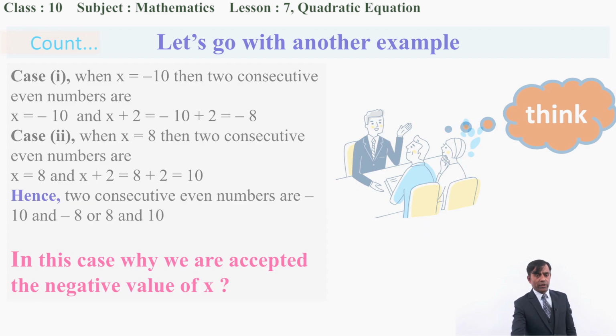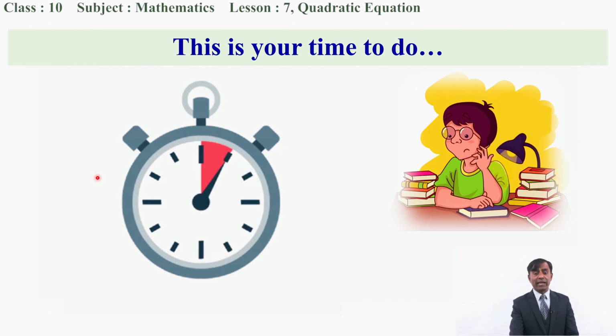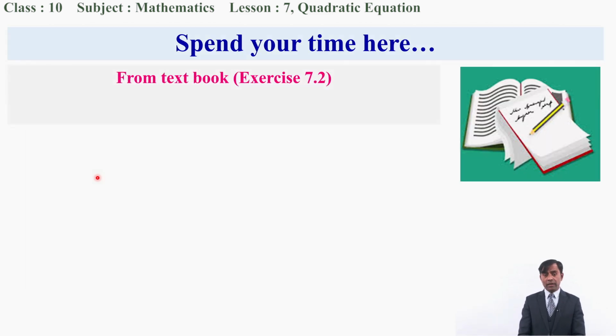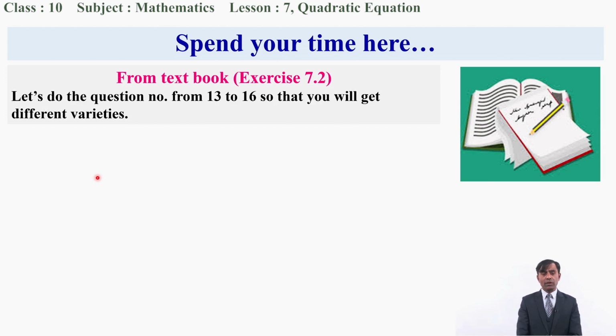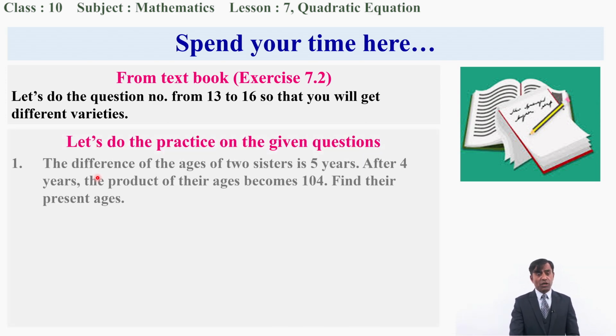Okay, after this, it is your time. You have to do the questions given as assignment here. This is from our textbook exercise 7.2. Let's do questions 13 to 16 so that you will get different varieties. Let's solve them and practice. First question: the difference of the ages of two sisters is 5 years. After 4 years, the product of their ages becomes 104. Find their present ages. With the help of this class, you can solve the questions given here.